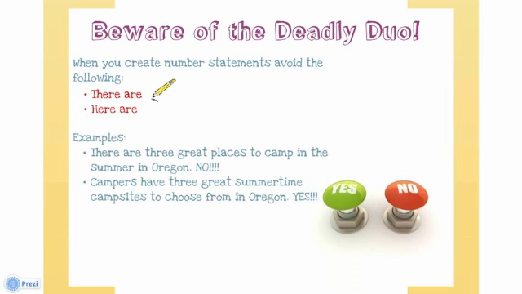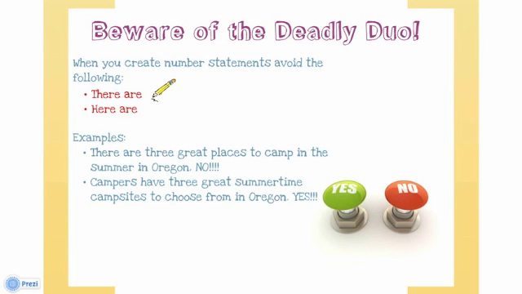So example here, there are 3 great places to camp in the summer in Oregon. Let's not do that. Instead, figure a way to write that sentence without using there are. Campers have 3 great summertime campsites to choose from in Oregon. That's the way I want it to look.